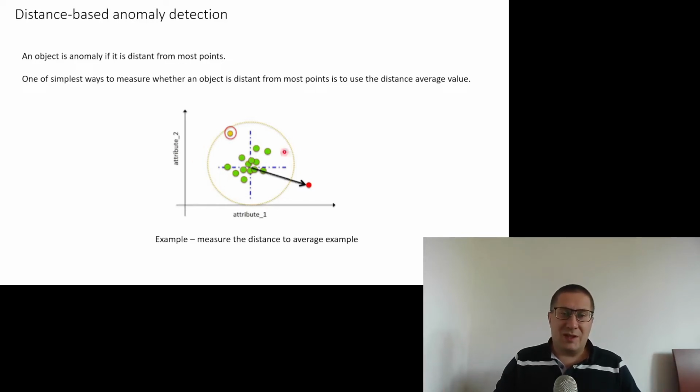But we have a set of points. Those points come from the normal process operation, and this point is probably an anomaly, because the distance to the center here, or to the nearest point, we can define different measures, is higher than some threshold, some radius.